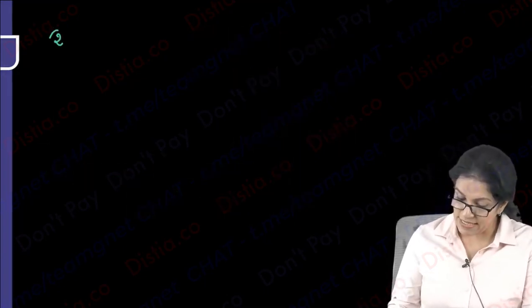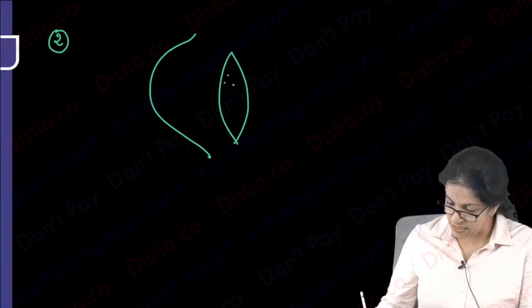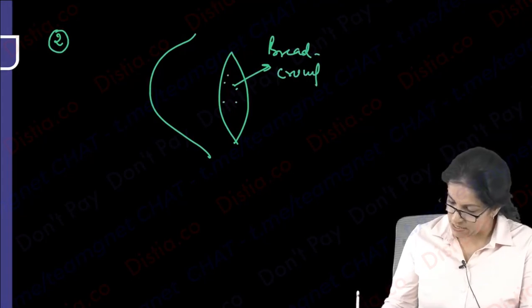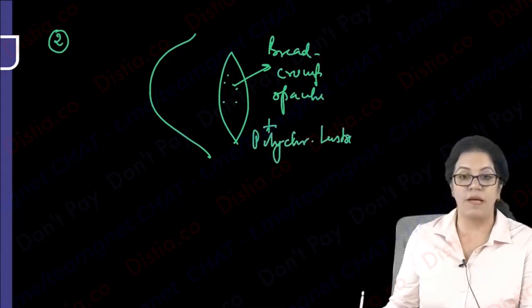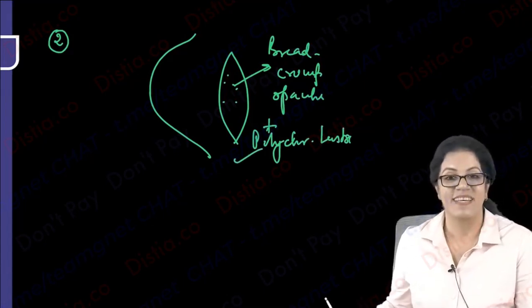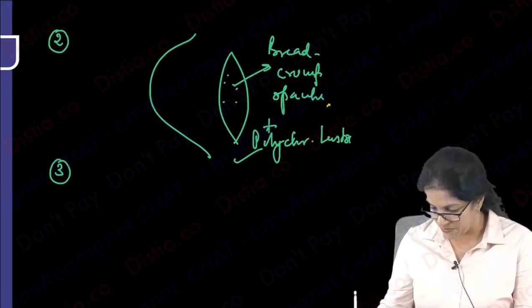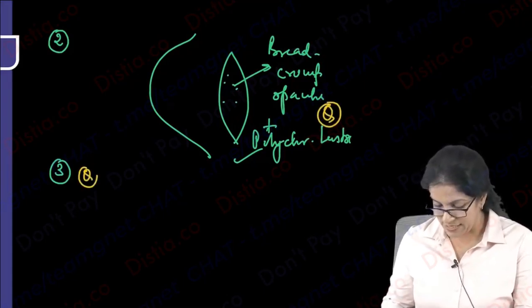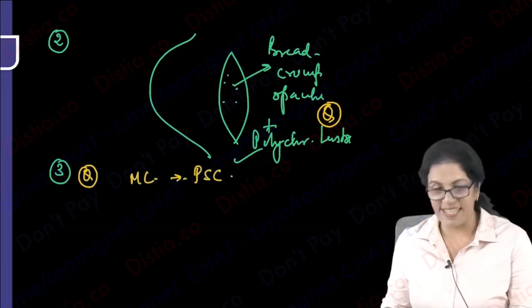Second, the opacities are breadcrumb opacities. And with polychromatic luster, this is what is complicated cataract. Whenever they ask you the pathognomonic feature, it has to be this one, polychromatic luster. Another question is about the most common type of complicated cataract, it is PSC.